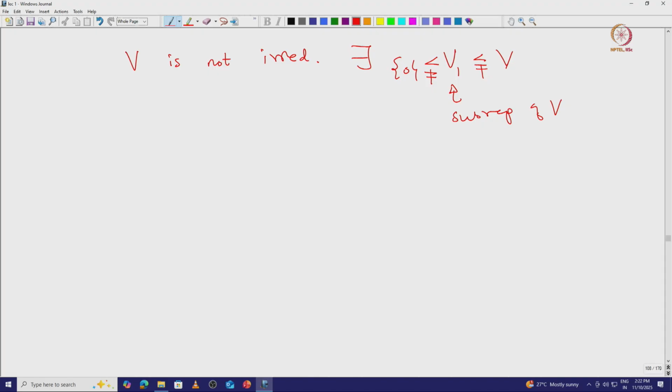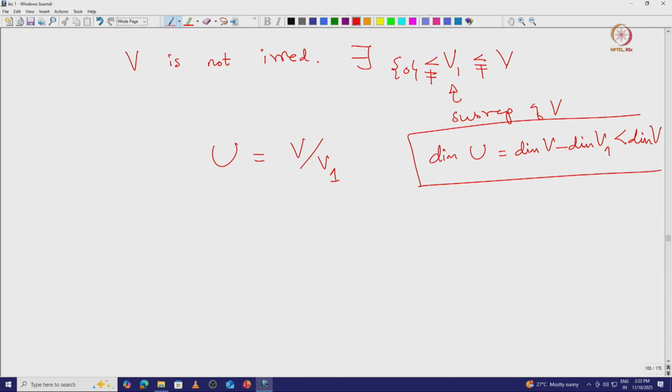So now, using this, what we can do is look at this new representation, which is the quotient V modulo V 1. Now it is clear that the dimension of U, which is exactly dimension V minus dimension of V 1, is strictly less than the dimension of V. Because the dimension is smaller than the dimension of V, we can use induction and get a filtration for U satisfying the required property.